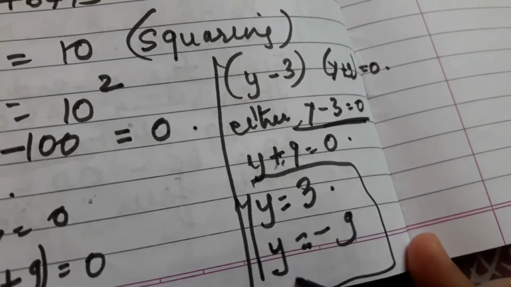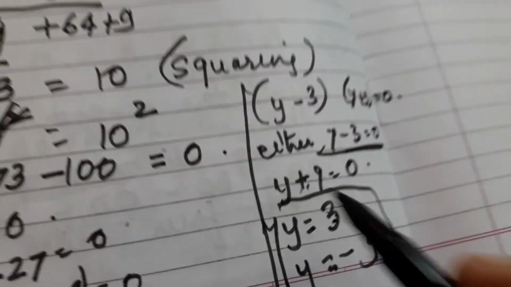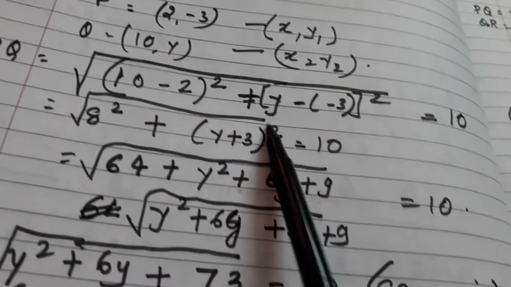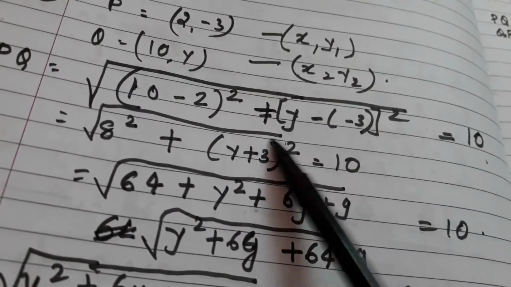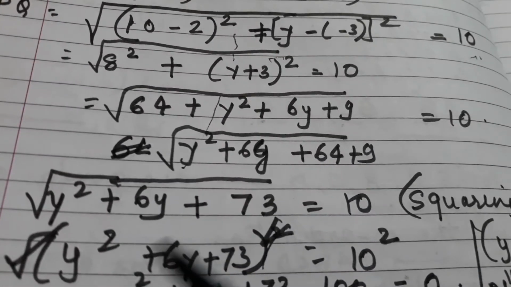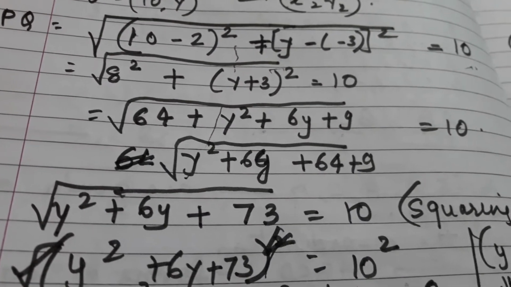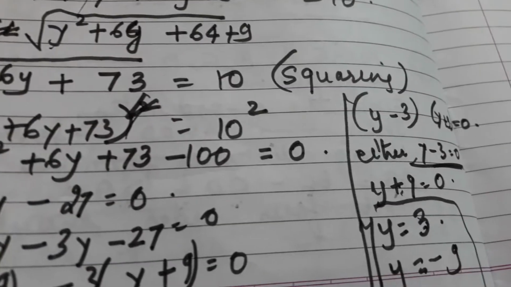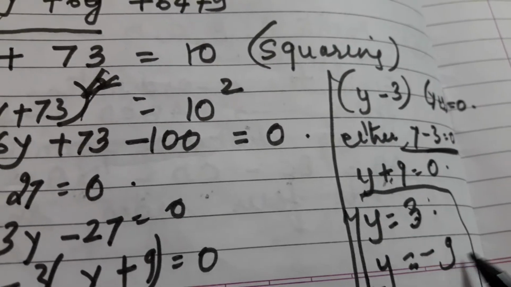So these two values of y satisfy the condition that the distance PQ is equal to 10. When we equate it to 10, we square both the sides to remove the radical sign, and then we complete the answer by finding the factors, and therefore we get the answer for y as 3 and minus 9. So this completes your question number 8.